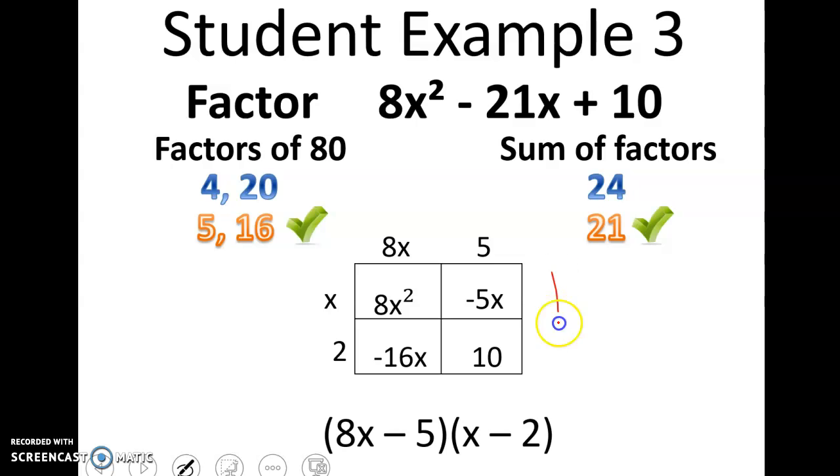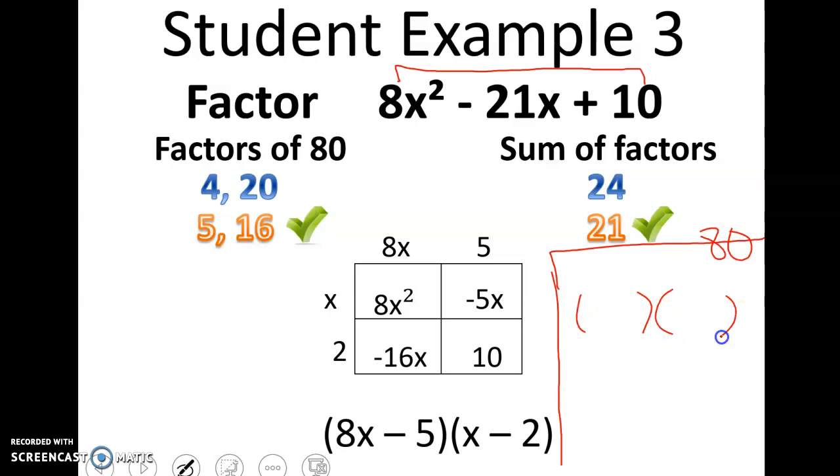So let's see. If you did slide and divide, you slid 8 to the 10, and you got 80. All right, so here's 80. You're finding the factors of 80 that add to 21. Our third term is positive, middle's negative, so they're both minus. The factors of 80 that add to 21 are 5 and 16.